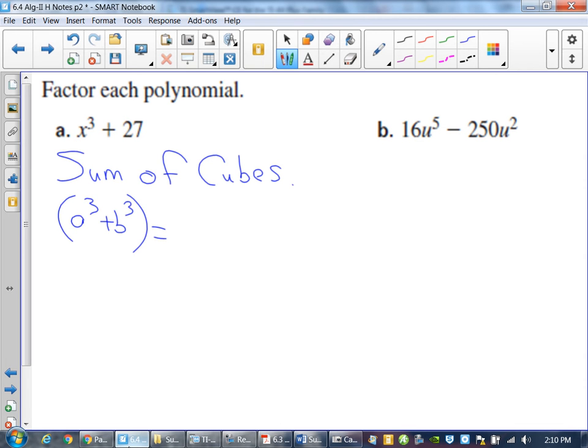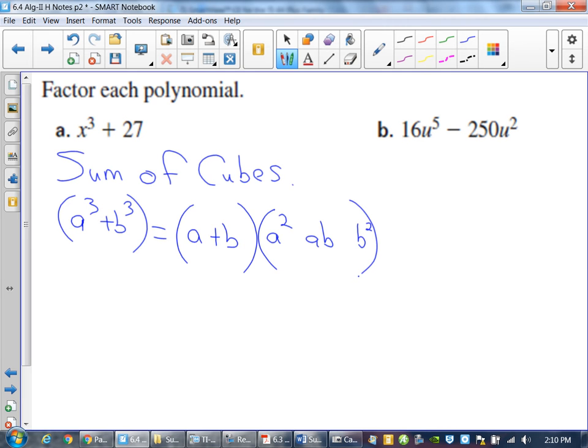If you have a cubed plus b cubed, in this example, x is playing the role of a, and 3 is playing the role of b, because 3 cubed is 27. What happens is you get this special pattern. Whatever a plus b is, times first term squared, ab, and last term squared.